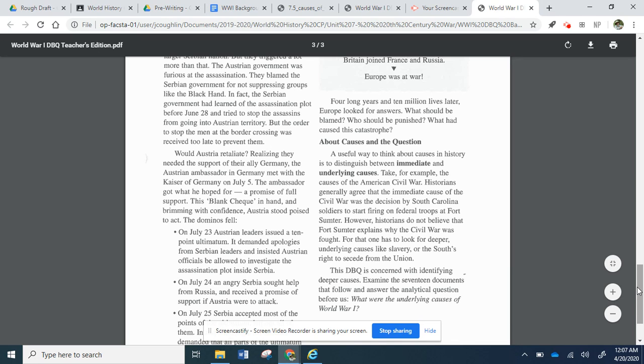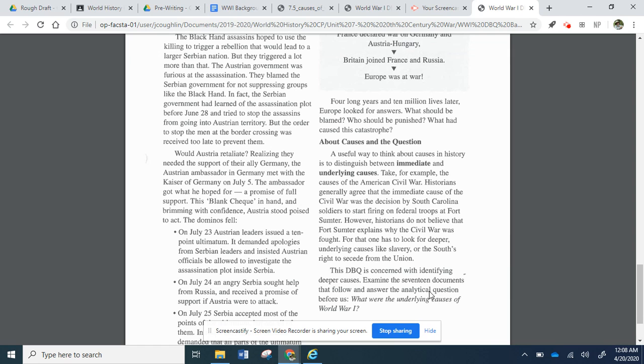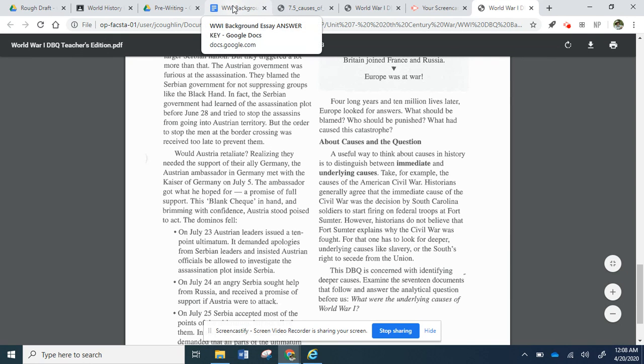This DBQ is concerned with identifying deeper causes. Examine the 17 documents that follow. We'll do that tomorrow and Wednesday, and answer the analytical question before us. What were the underlying causes of World War I?